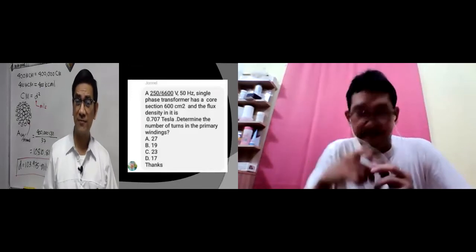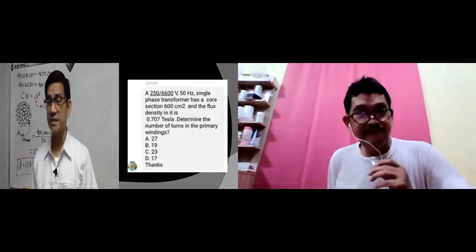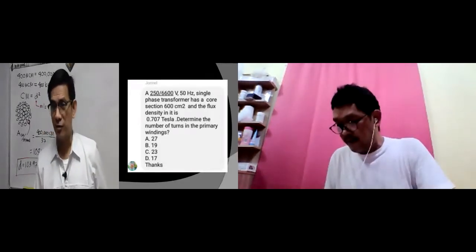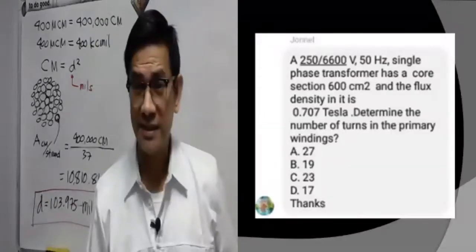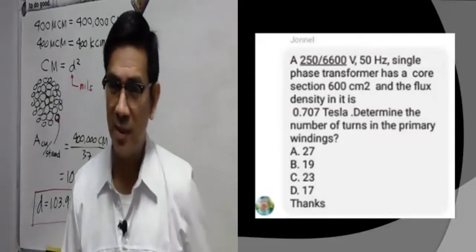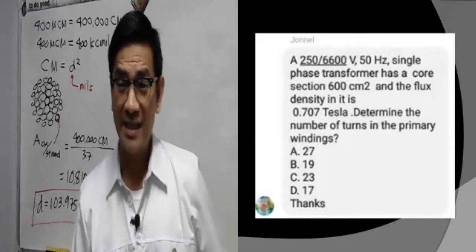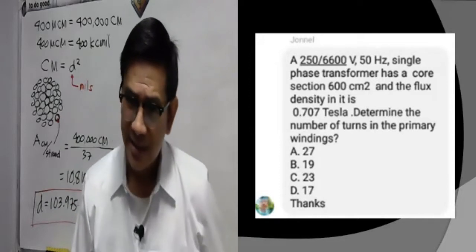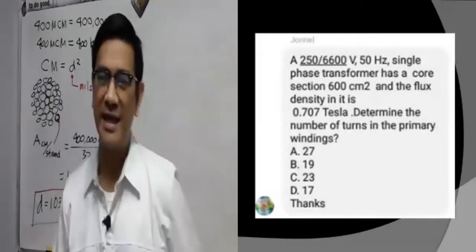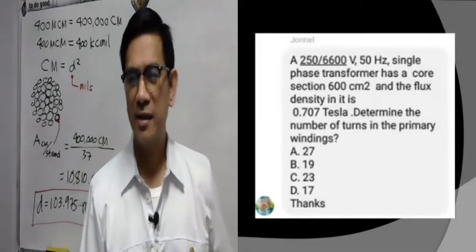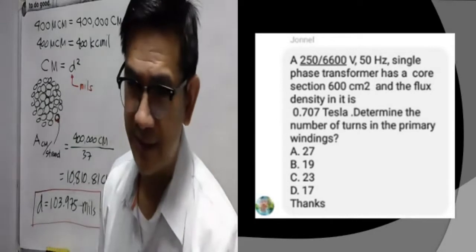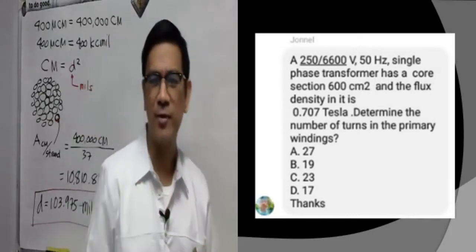A 250 volt, 6,600 volts, 50 hertz single phase transformer has a core section of 600 square centimeter. The flux density in it is 0.707 Tesla. Determine the number of turns in the primary windings. So what is the number of turns in the primary winding?